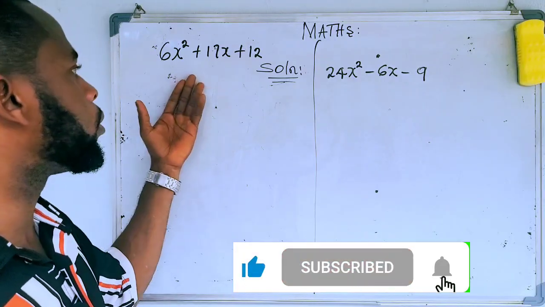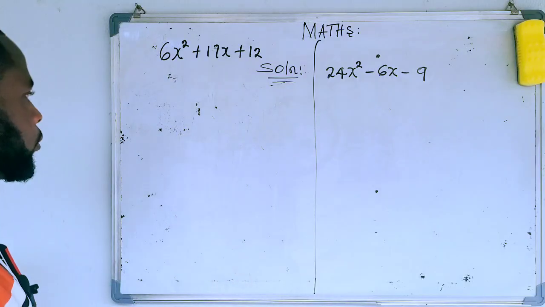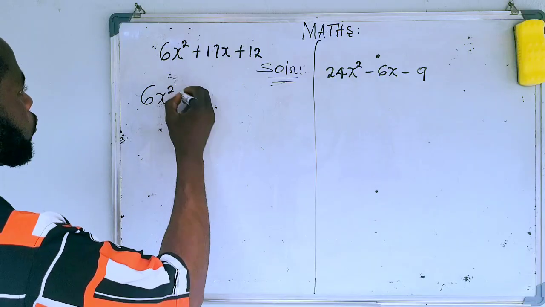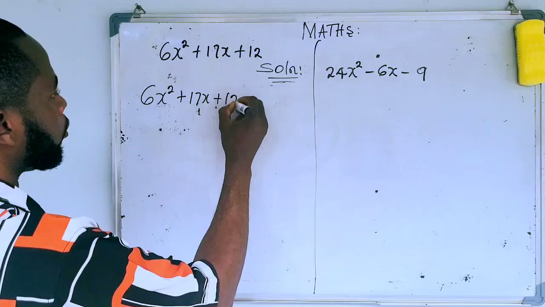We have example 1 and example 2. Here, put down here solution. We come down here with question 6x squared plus 17x plus 12.